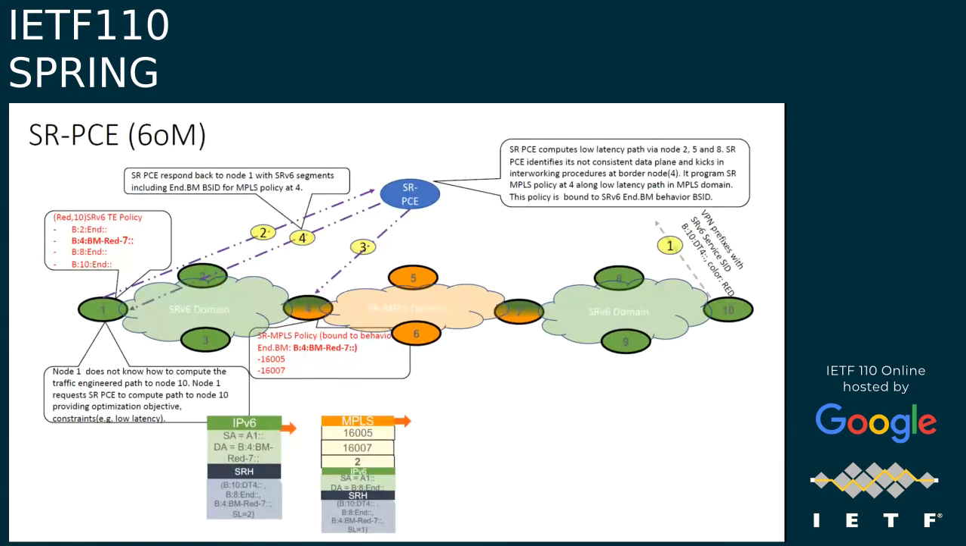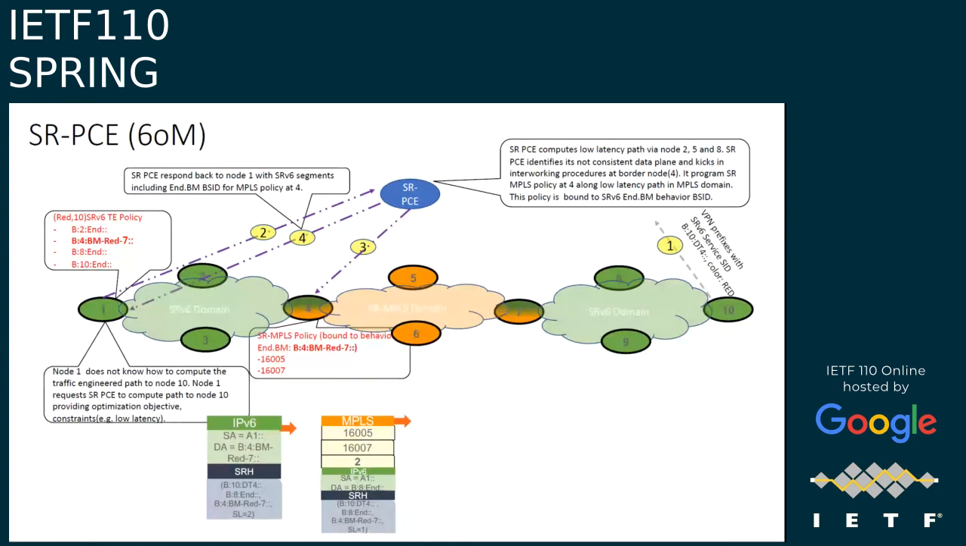Node 1 receives this update and node 1 doesn't know how to reach node 10, it will make a request to the SRPC to provide a low latency path, which is represented by color red, to the node 10. SRPC will compute the low latency path, and I'm showing it computes through node 2, 5, and 8. And SRPC figures out that there's a discontinuity of the data plane at the border node 4. SRPC installs the MPLS policy at 4 along the same low latency path till the node 7. And then that policy is installed on the node 4.